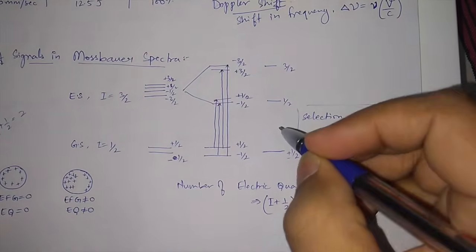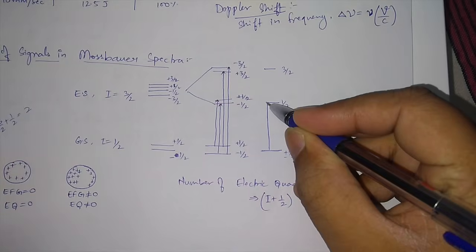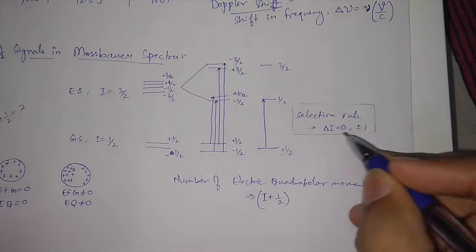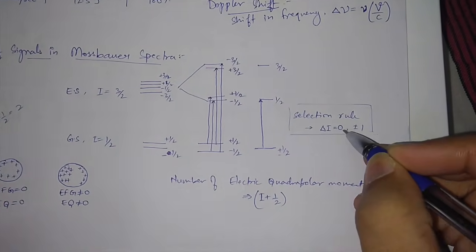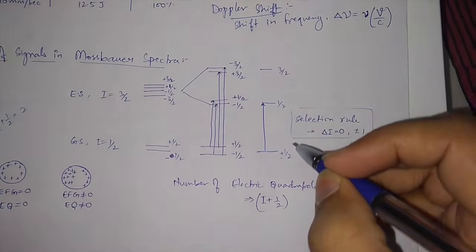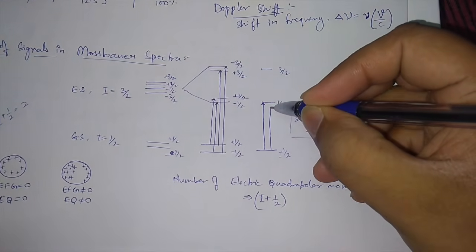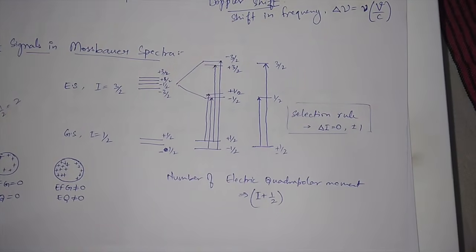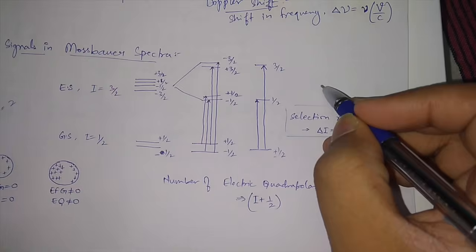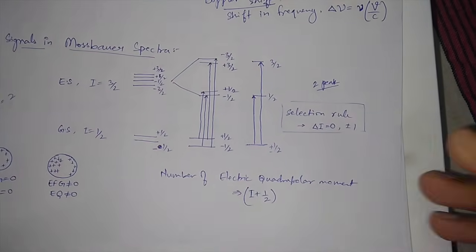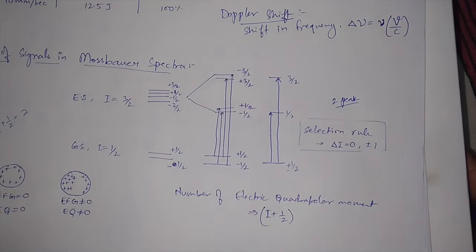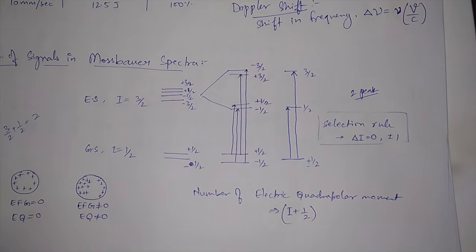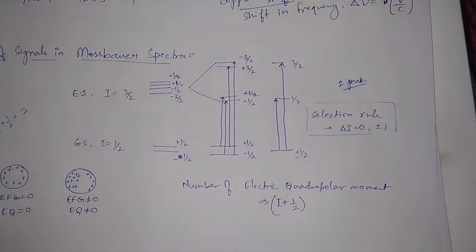So how many transitions are possible here? One transition will take place from here. The selection rule for transition is that your delta I should be either 0 or plus minus 1. So if it transits from here to here, the delta I value will be equal to 0. So one transition is possible here, and one more transition is possible when this transits from here to here. That means over here your delta I value will be plus minus 1. So two peaks or two transitions are taking place for this. So you are going to get two signals in your iron atom, right? So this is the case when you have an electric quadrupolar moment.